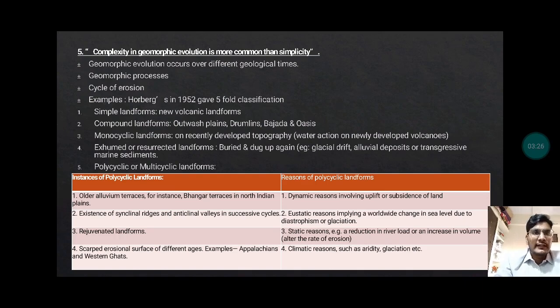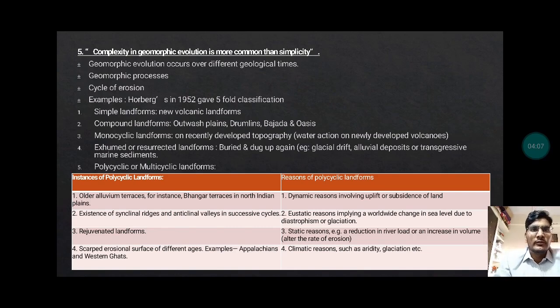So the initial is monocyclic landforms. Monocyclic landforms, the word itself is defining it, means which have the impact of only a single cycle, and that can only happen if it emerged very recently, meaning it is a recently developed topography. Okay, so same as we took the example of volcanic landforms in the simple landforms, similarly in the newly developed volcanoes, if there is water action, so action of only a single cycle, that actually creates monocyclic landforms.